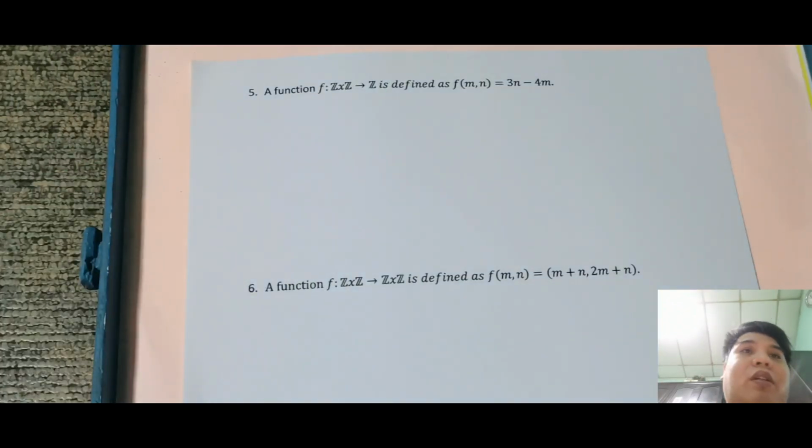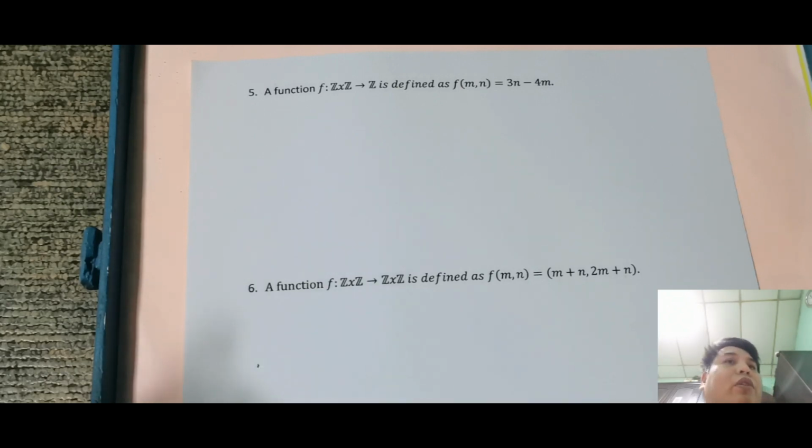So let's have number 5. A function f mapping from Z cross Z going to Z is defined as f of m comma n is equal to 3n minus 4m. Ito naman, anong nangyari? Ang domain nito is coordinates, coordinates siya sa ating integers cross integers.